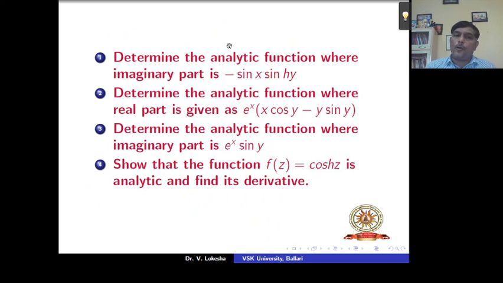Here are some problems you can do yourself. Determine the analytic function where the imaginary part is minus sin x into sinh y. Another one: determine the analytic function where the real part is e power x into (x cos y minus y sin y). Determine the analytic function where the imaginary part is e power x sin y, and show that the function f of z is equal to cos z is analytic and find its derivative.